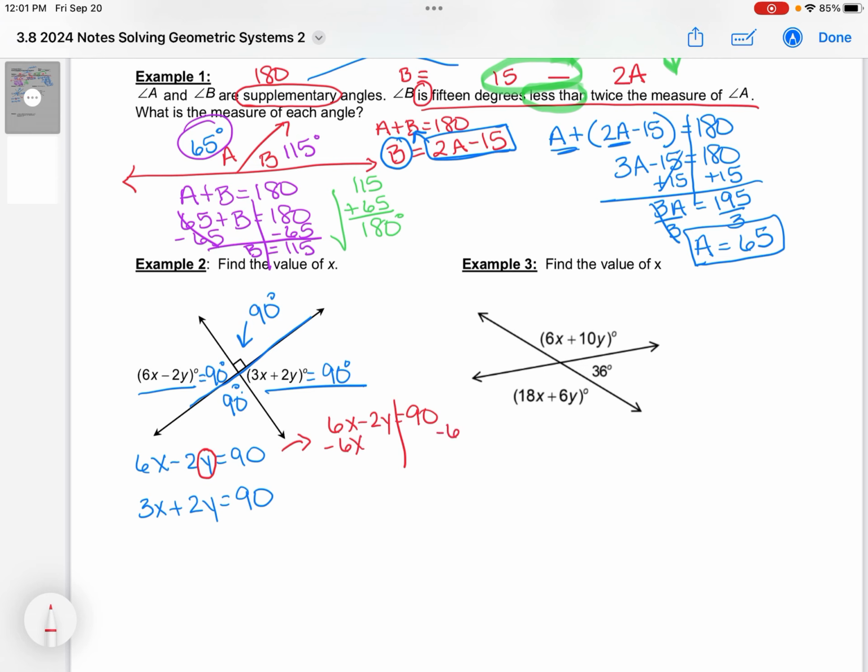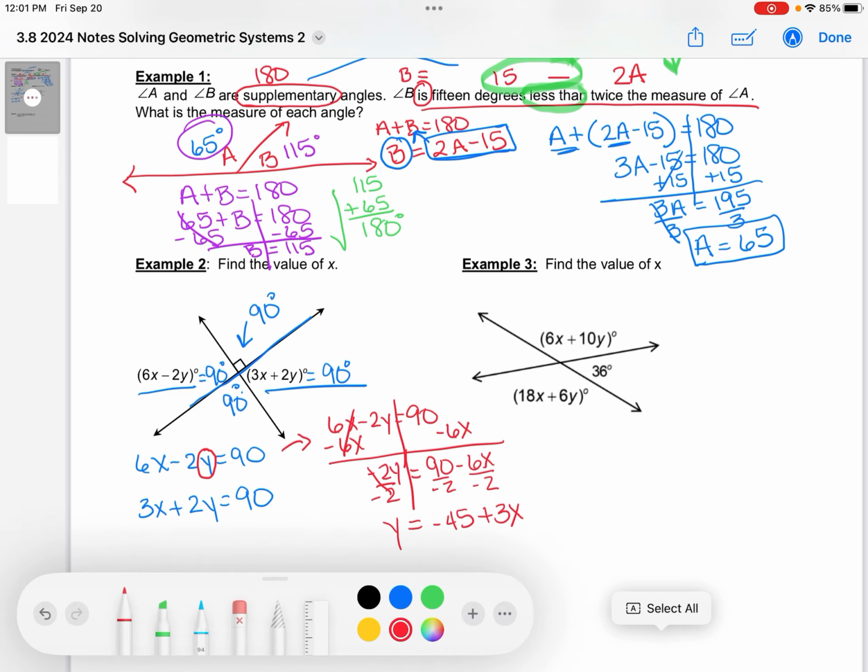I'm going to subtract 6x. It looks a lot like making our equations for lines, which is kind of what we're doing. Negative 2y is equal to 90 minus 6x. I'm dividing everything by negative 2. Y equals negative 45 plus 3x. If I used the other equation, I would have probably gotten a fraction, which still would have worked. You just would have had to do a couple extra steps.